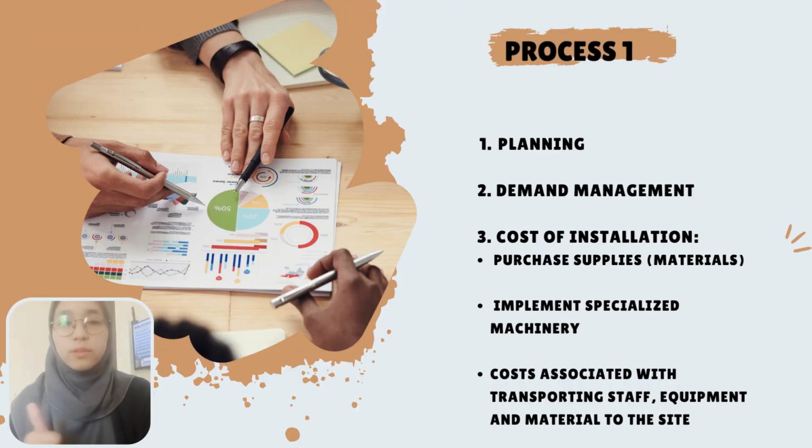Process 1. First, planning. Define the scope, objective, and goals, specific requirements, limitations, and the output. Develop a detailed project timeline and resource planning. Second, demand management. So we should estimate demand, coordinate with the suppliers, and preserve the inventory levels. We should manage demand from skilled personnel and optimize the use of the resources.